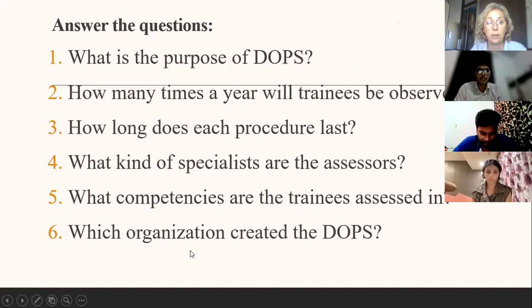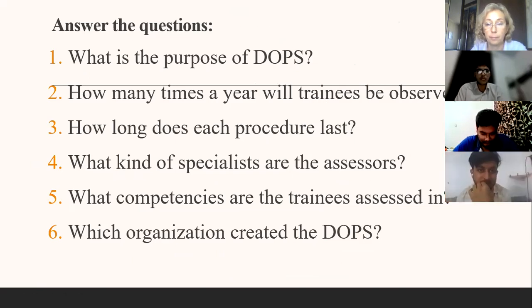So there are several questions here on this slide. We should try to answer them. Shoaib, will you read the first and answer the first question? Yes, ma'am. What is the purpose of DOPS? Ma'am, the main purpose of DOPS is to train a person, which you call a trainee, for good medical procedures or good medical skills. The purpose is to provide feedback on the skills, on the practical. Yes, ma'am, all the skills.